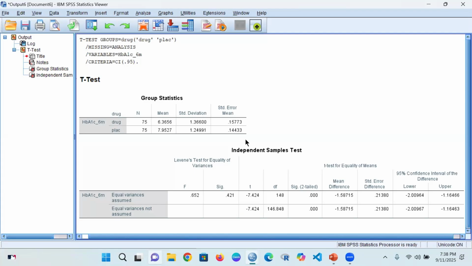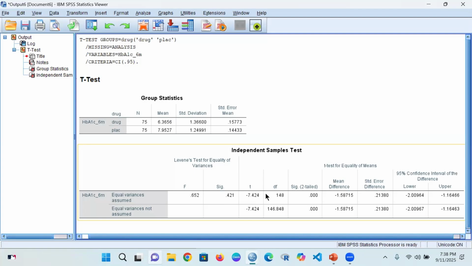So Levene's test for equality of variances, F is 0.52 and the p value, the significance, is 0.421. So here, since p is greater than 0.05, we assume equal variances between the groups.